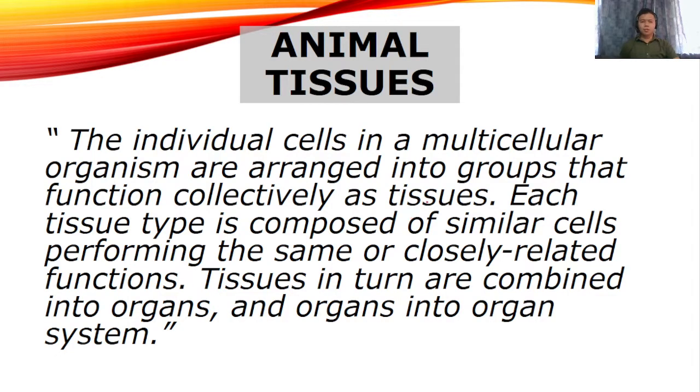In animal tissues, cells in a multicellular organism are arranged into groups that function collectively as tissues. These tissues perform the same function and eventually become an organ. These organs tend to integrate with one another, supporting one another, giving rise to the organ system, which will now support the whole organism.